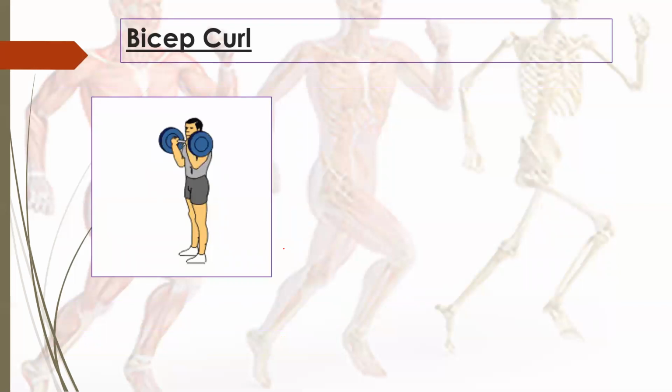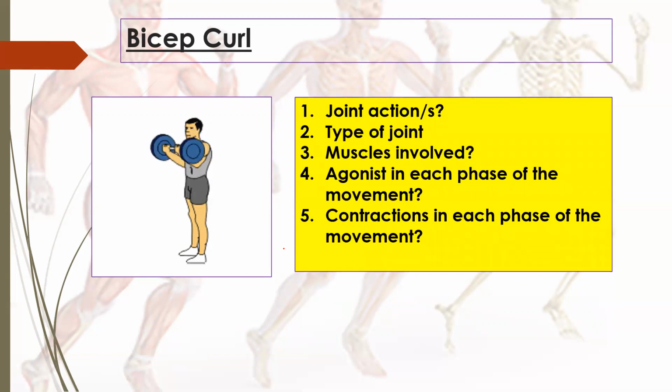So, for example, this is our next task. We're going to work through this one together, and then I'm going to push it onto you to go through a series of different examples. So the bicep curl. These are the questions that you're going to be faced with in each example. And then there's one other thing I'm going to tag on the end. What are the joint actions involved? What type of joint is involved in the movement? Which muscles are involved in the movement? Which one of those muscles is the agonist in each phase of the movement?